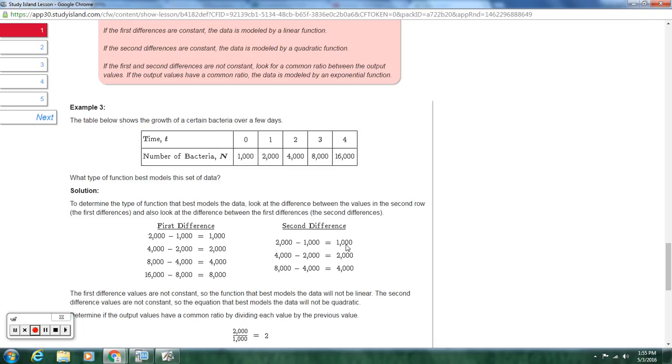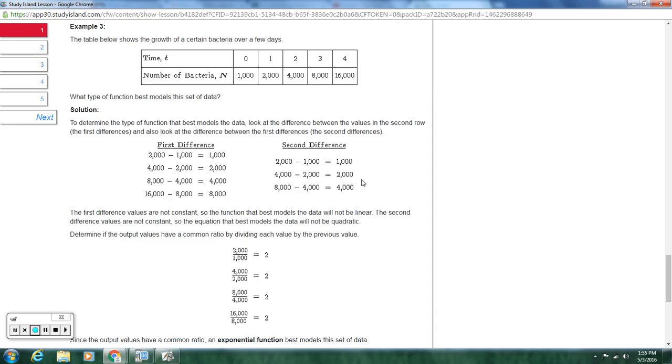Are the second differences the same? Are those three numbers the same? No, it's not a quadratic, so that means it's probably exponential or nothing. Well, does it increase really fast? Yeah, so it's an exponential.